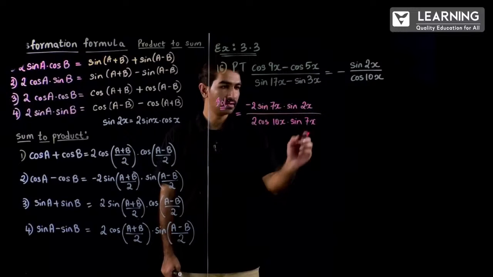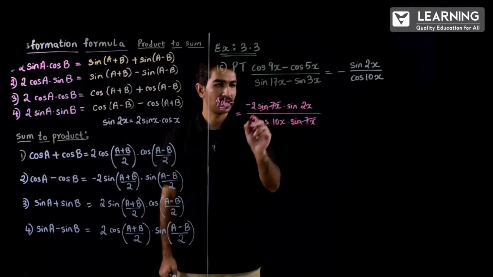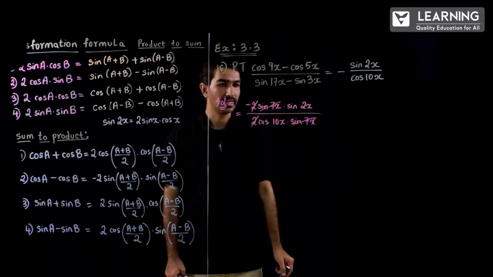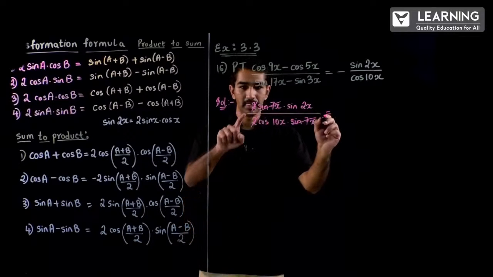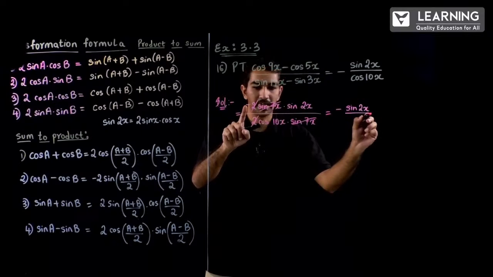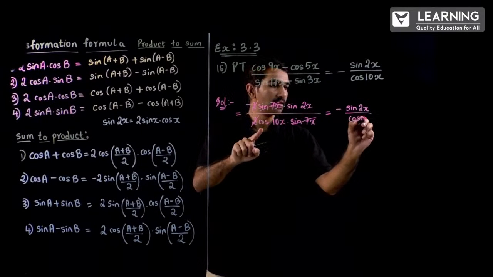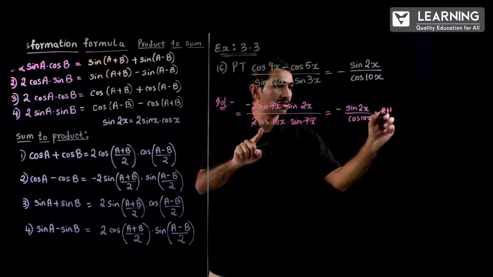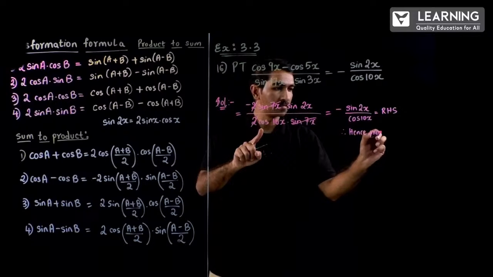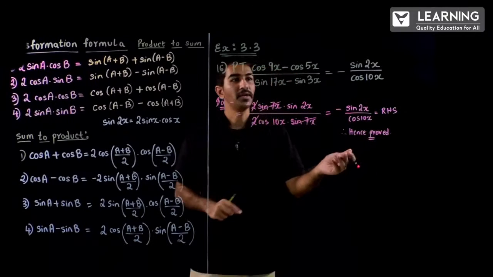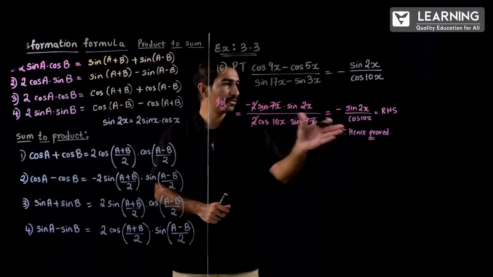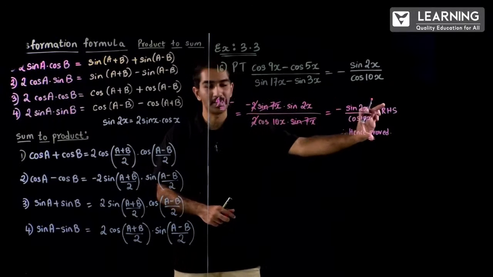Now see, what can you cancel? Sin 7x, sin 7x. And 2 and 2 also we can cancel. Anything else? That's all. Which is equal to this minus symbol as it is, minus sin 2x the whole divided by cos 10x, which is equal to RHS. Therefore, hence proved. Very simple, what we used here: transformation formula, sum to product. Once you use that and simplify, you will get the right answer. See, only one line we finished the solution.